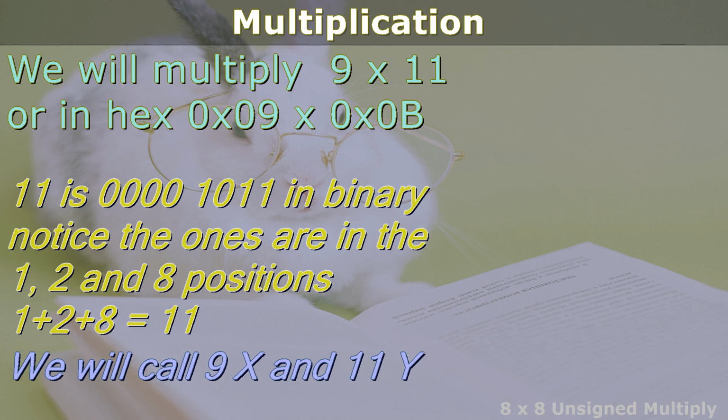We'll multiply 9 times 11, or in hex, 09 times 0b. Now 11 is represented in binary as 4 zeros and 1011. Notice the ones are in the 1, 2, and 8 positions. That's 2 to the first power, 2 squared, and 2 to the 3rd, because 1 plus 2 plus 8 is equal to 11. We will call 9 X and we will call 11 Y.